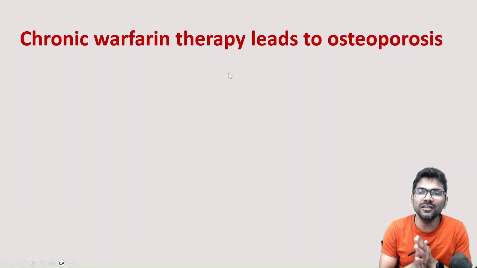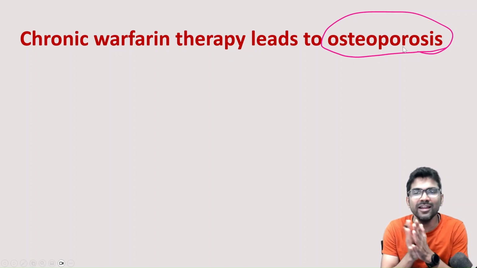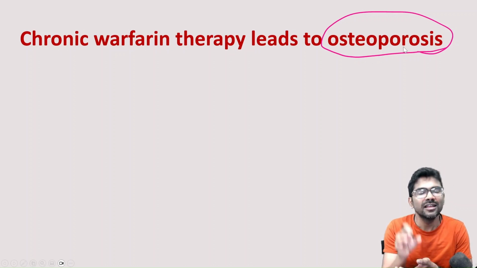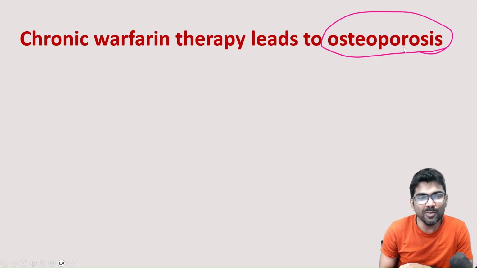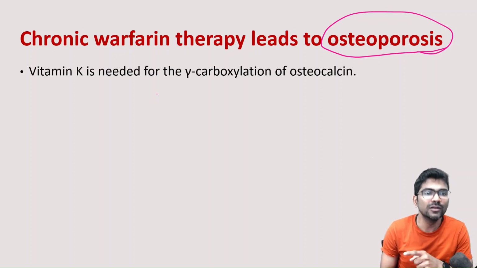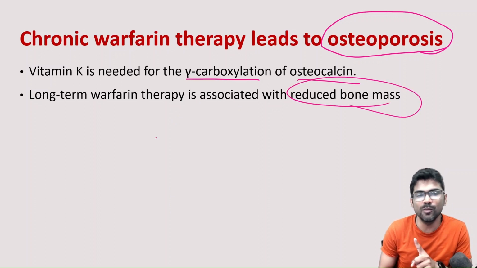Chronic warfarin therapy leads to osteoporosis. How? Vitamin K is needed for coagulation. How can dysfunction of vitamin K lead to osteoporosis? Can you think? You remember osteocalcin is a vitamin K dependent protein, right? So vitamin K is needed for gamma carboxylation of osteocalcin. That is why long-term warfarin therapy is associated with reduced bone mass.